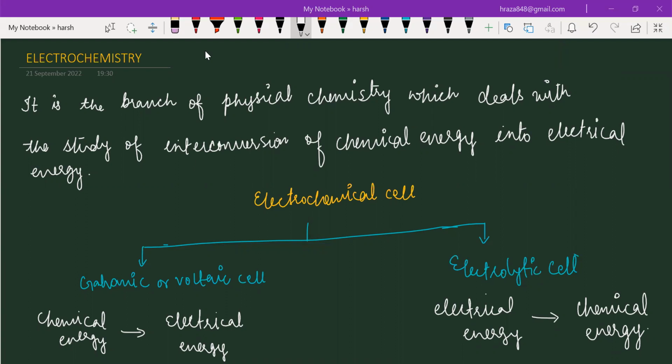A spontaneous process occurs on its own. We don't need any external agent like pressure or temperature for that reaction or process to occur. That process is called spontaneous. And the non-spontaneous requires an external agent to occur. And a spontaneous one is, yes, fast because it occurs on its own.